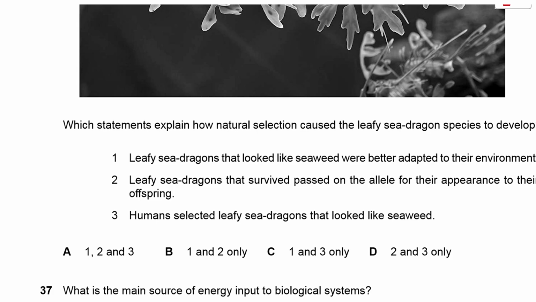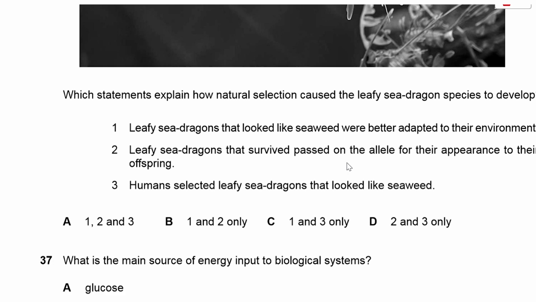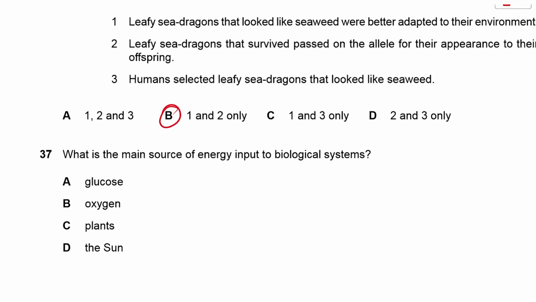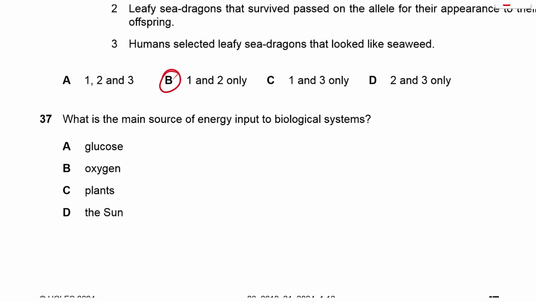Now, one thing about natural selection, it has no human intervention, so humans have no choice over here. But 2 is correct, that the ones that survived passed their appearance to their offspring. But also, they are looking like seaweed, so of course they were adapted to what? To this environment, the one that looked like weed. So our choice here is going to be choice 1 and 2. 1 and 2 only, which is B. So we'll take B.